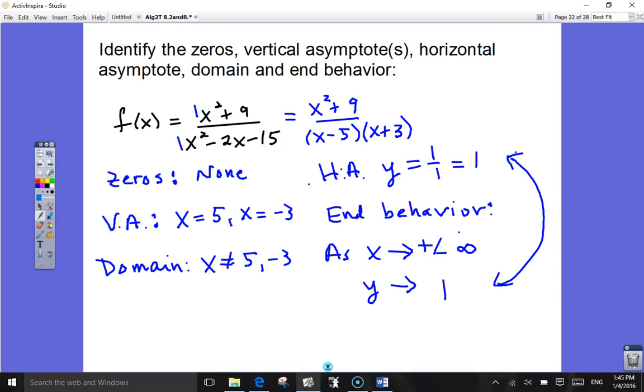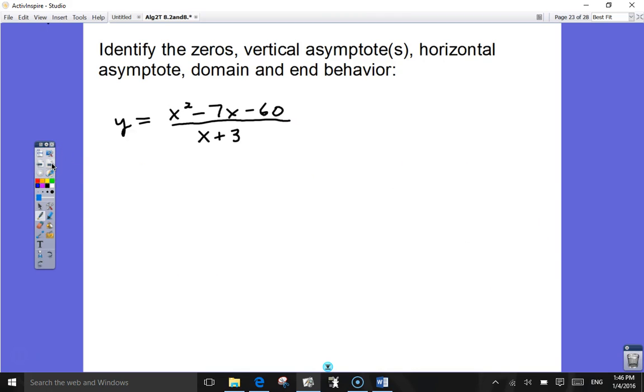Now, this one, by the 3 rules for horizontal asymptotes, because the degrees of the numerator and denominator are the same, it should be y equals the ratio of the coefficients of the highest degree terms, y equals 1, which makes the end behavior, as x approaches plus and minus infinity, y approaches 1. We're good? Okay, try that one.